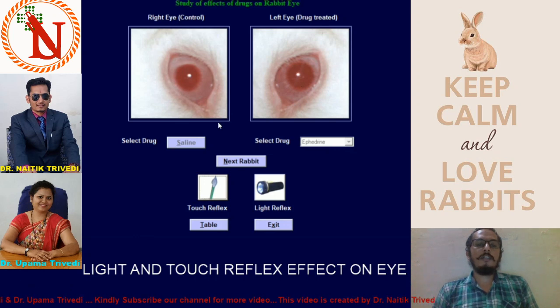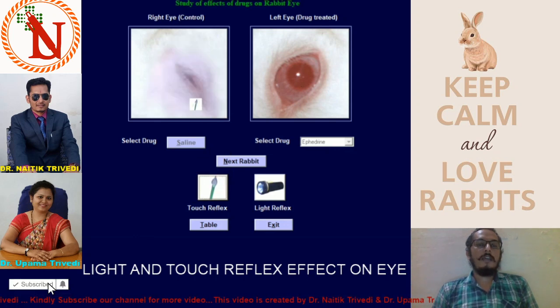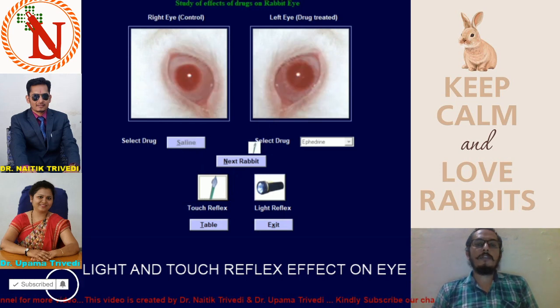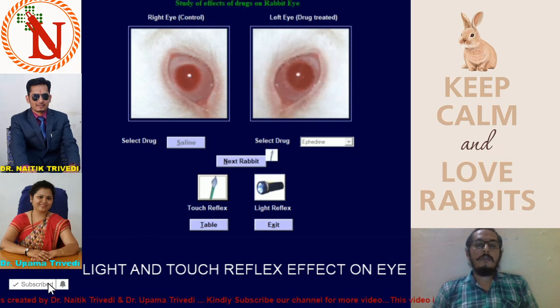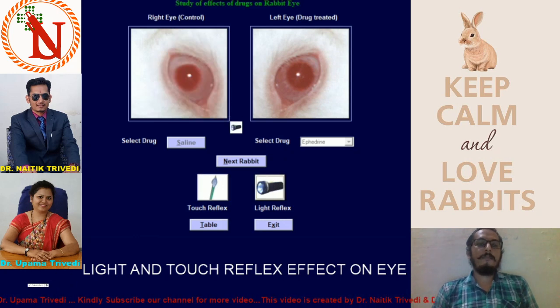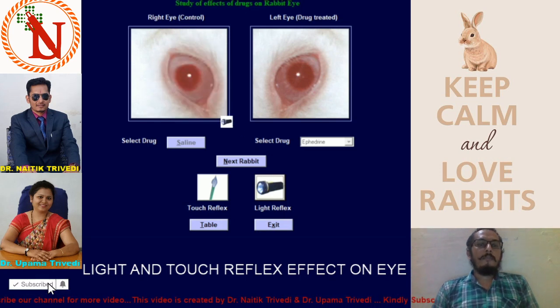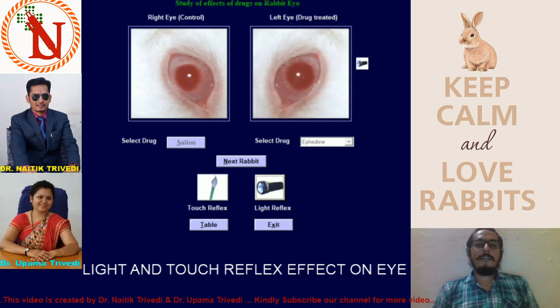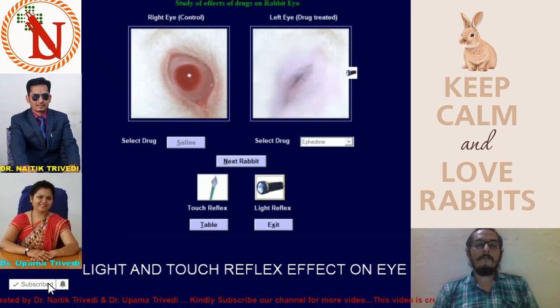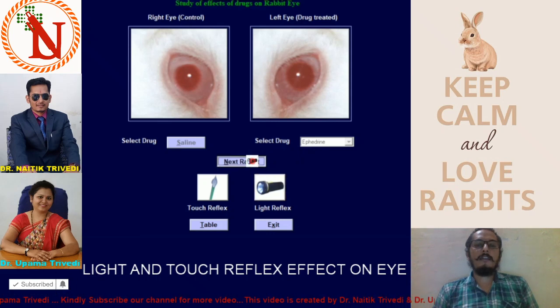Now we are going to check the touch reflex and light reflex. Yes, the touch reflex is present in the right eye, the control eye. It also gives a positive sign in the left eye, the drug treated, ephedrine added eye. Now the light reflex. It gives the positive sign. The right eye shows a positive sign and the left eye, the drug treated eye, also shows a positive sign. That means the light reflex is also present. So for ephedrine, the pupil size increases, touch reflex is present and light reflex is present.